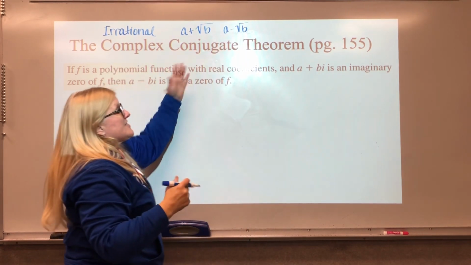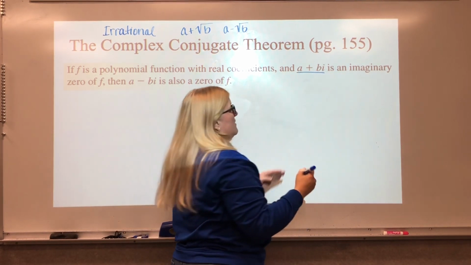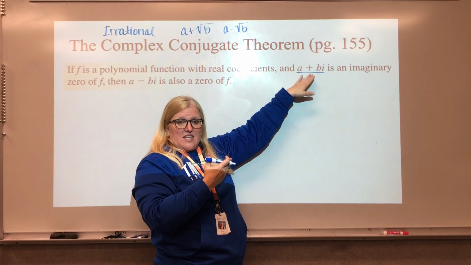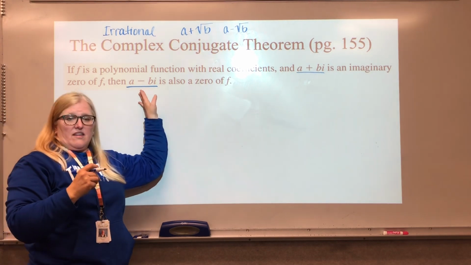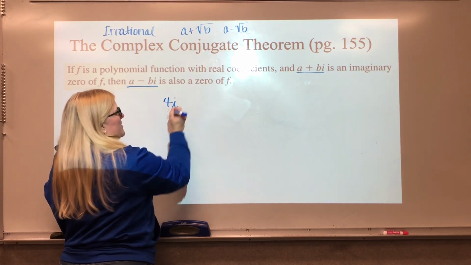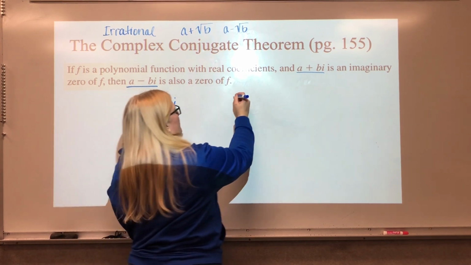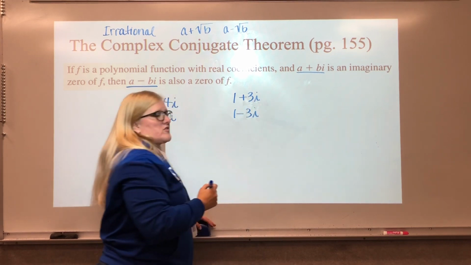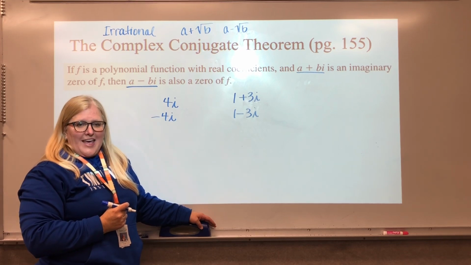Well, this one is very similar. If you have a root or a solution that's a complex number, which means it's got an i in it, and it's in this form, then it also has to have one that is in this form. Okay, so if you have one that's 4i is one of your roots, then -4i is also going to be one of your roots. If 1 plus 3i is one of your roots, then 1 minus 3i is also going to be one of your roots. It's just how it is, okay?